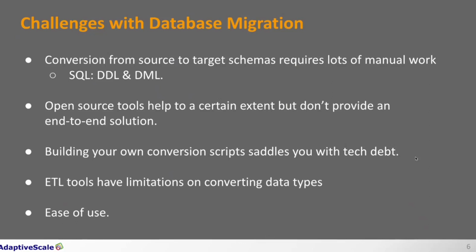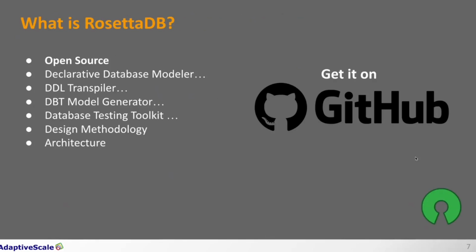So one of the main goals today will be to ease this process. Let's see how we can use open source to make sure that this process goes smoother. The solution that we present today is called RosettaDB. You can get it on GitHub. It's free. It's open source.